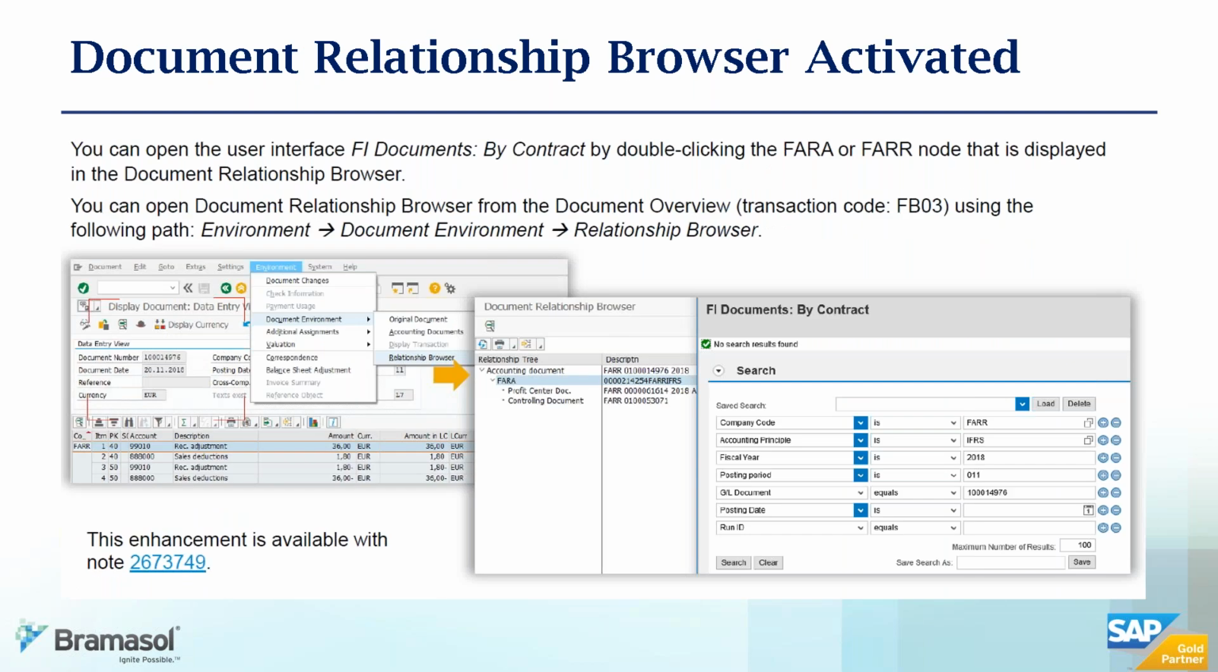Now, the next feature is a little enhancement with a better integration between revenue accounting and FI. So with our posting run, we create an FI document, and with that feature, you can jump back from this created revenue accounting FI document with the environment and the relationship browser back to the RAR contract. And you see this very nicely displayed on the screen.